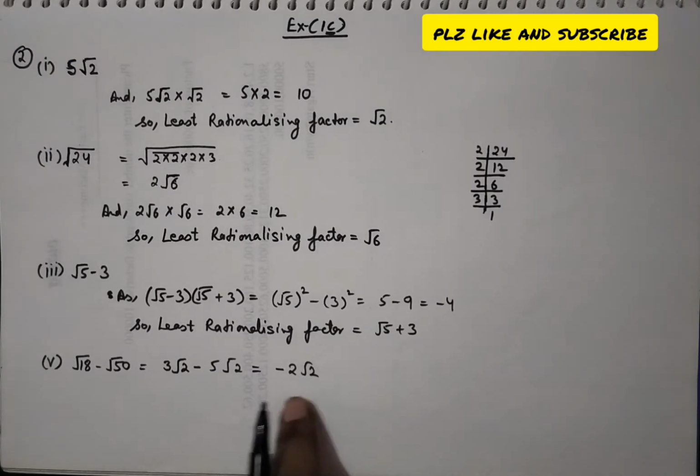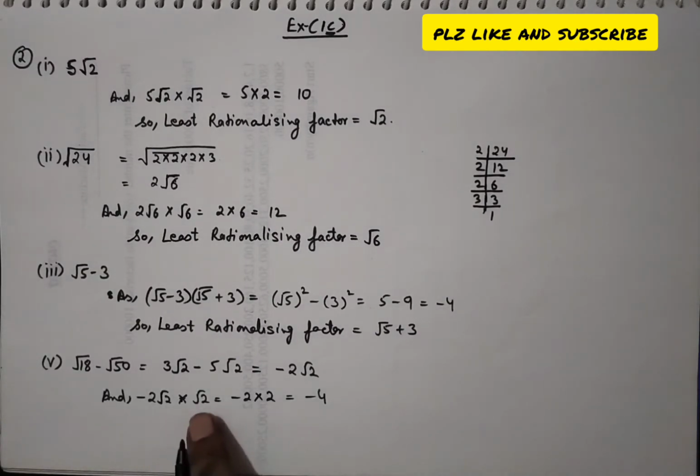And now this can be multiplied by root 2 to get a rational number. Here we have multiplied this by root 2, and we have got minus 2 into 2, that is minus 4, which is a rational number. So the least rationalizing factor is root 2. After this, we will go for question number 3.